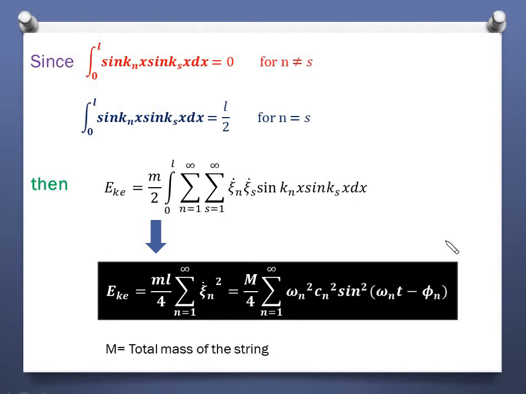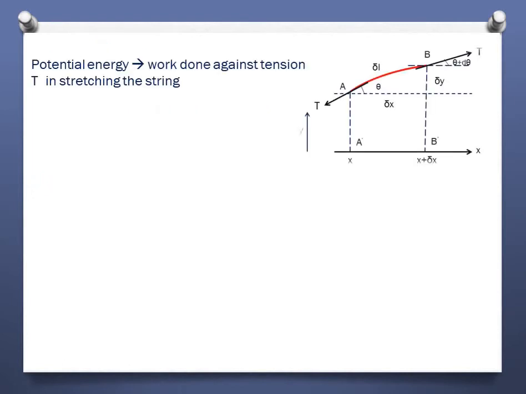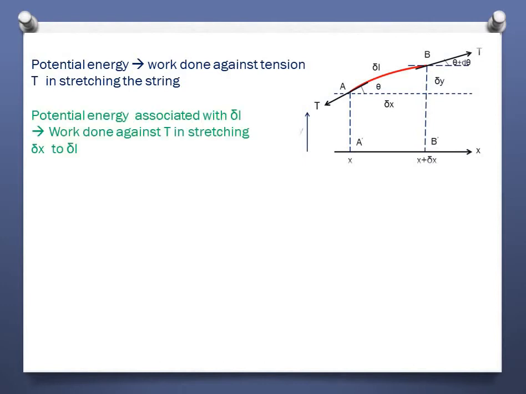Here capital M is the total mass of the string, small m is the mass per unit length, L is the length of the string. Now for the potential energy, I have already discussed that potential energy is the work done against the tension in stretching the string. Now the potential energy associated with this element delta L is the work done against the tension in stretching the element delta X to delta L.